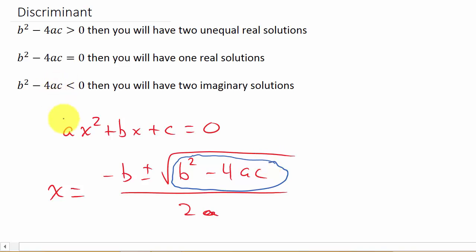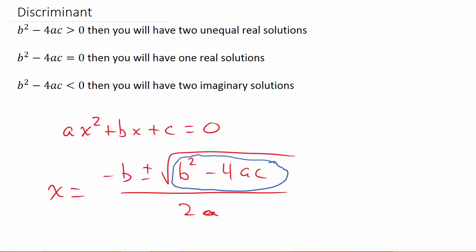If b squared minus 4ac is positive, greater than 0, that means we get a positive number, then we'll have two unique real solutions, two unequal real solutions. If b squared minus 4ac is equal to 0, then we'll have one real solution. And if b squared minus 4ac is less than 0, negative, then we will have two imaginary solutions.